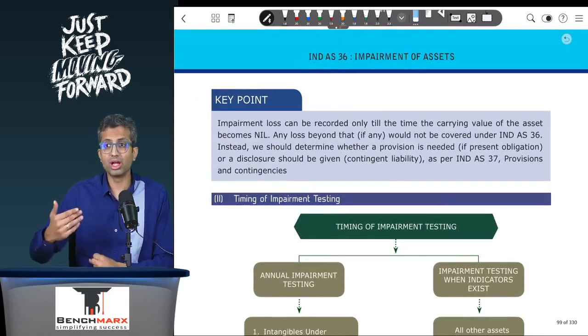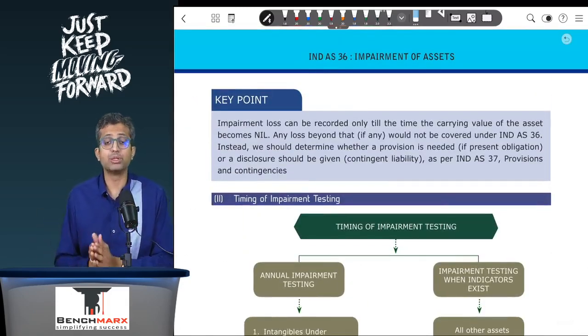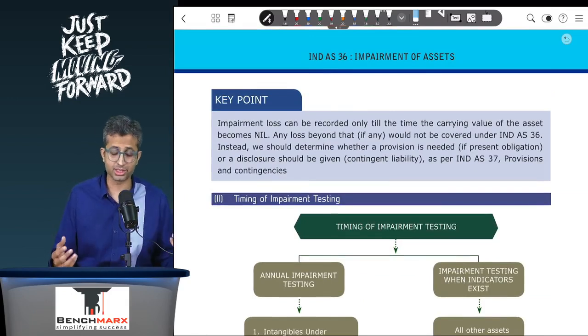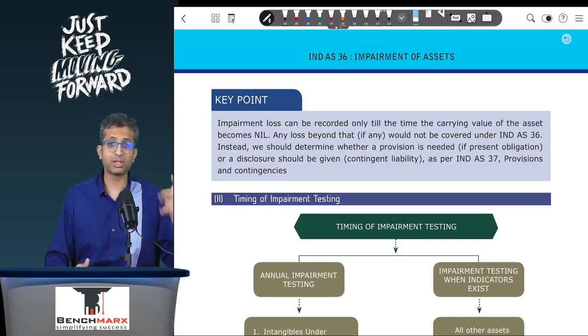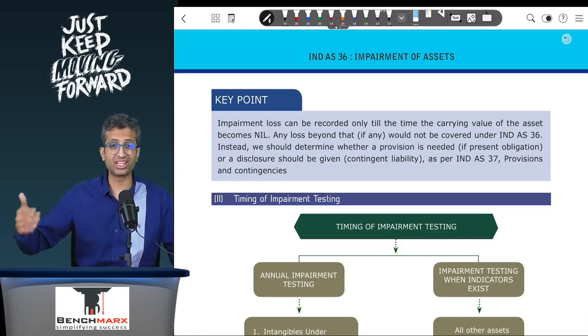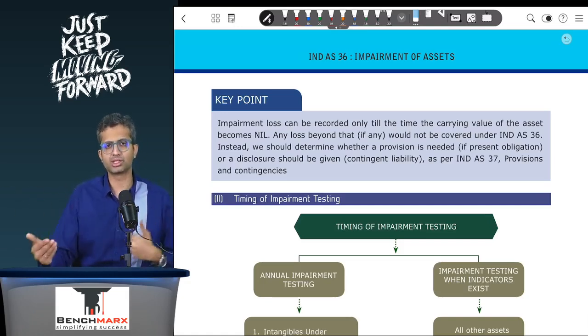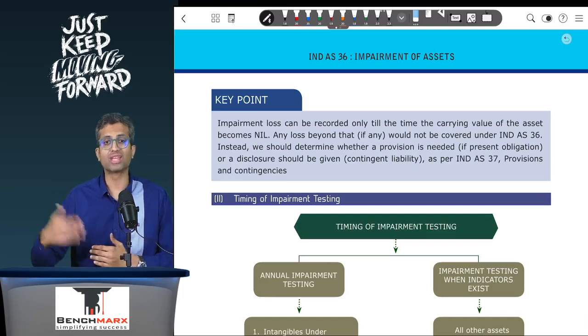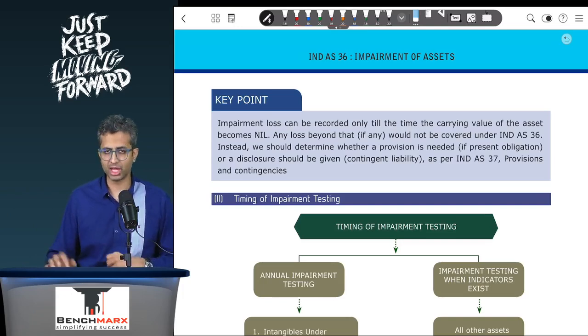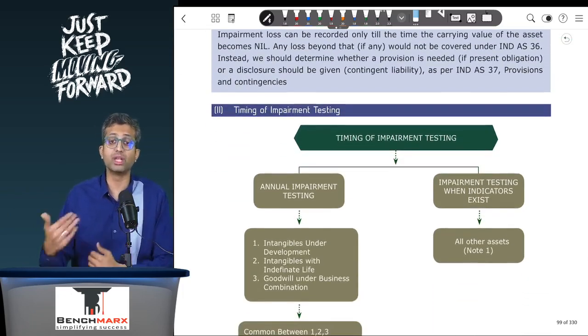Now, the impairment exercise has to be done only if there are indicators which are existing. It need not be done at each balance sheet date except for 3 items where annual impairment testing is required. That is intangibles with an indefinite life, intangibles under development, and goodwill. All of these 3 are lacking physical substance, and they are something where you do not amortize, and hence you test them for impairment annually. For every other eligible asset, you will test it for impairment if and only if the indicators exist.